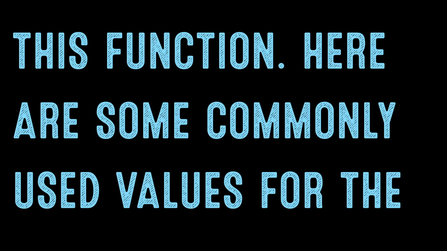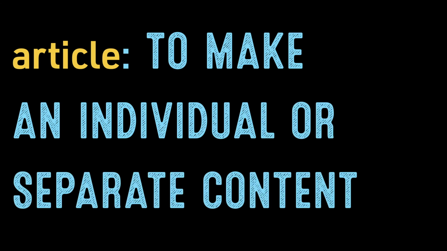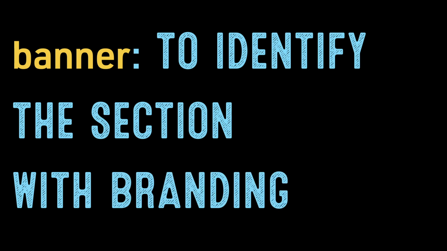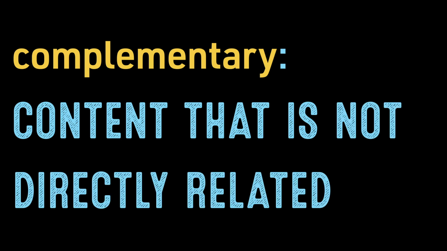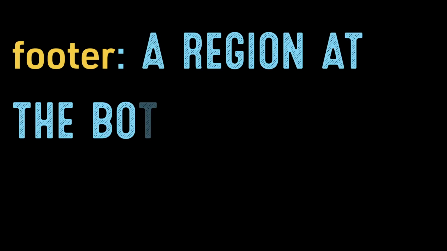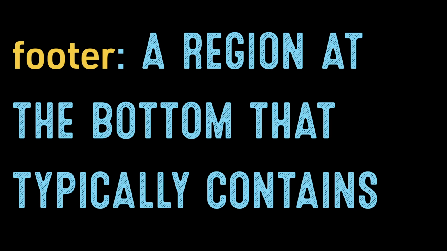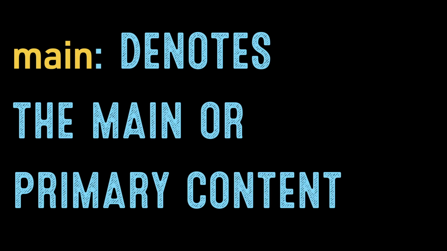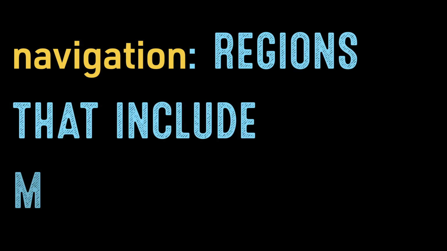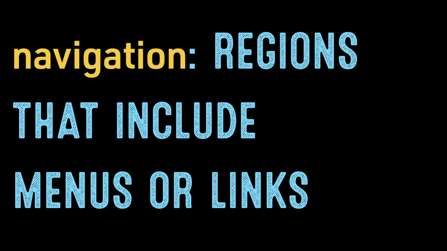Here are some commonly used values for the role attribute. Article, to mark an individual or separate content within a main section. Banner, to identify a section with branding information, also known as page heading. Complementary, content that is not directly related to the main content, also known as an aside. Footer, a region at the bottom that typically contains copyright, policies, and contact information. Main, denotes the main or primary content. Navigation, regions that include menus or links.